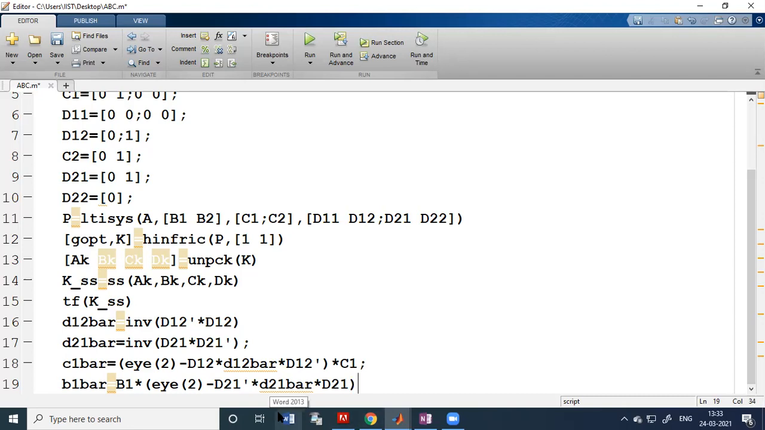Now what next? We had seen our Riccati equation for the controller. What was A there? What term corresponded to A there? A matrix.